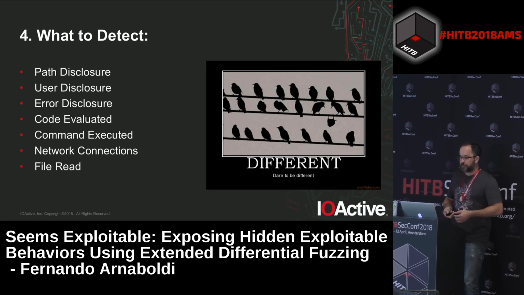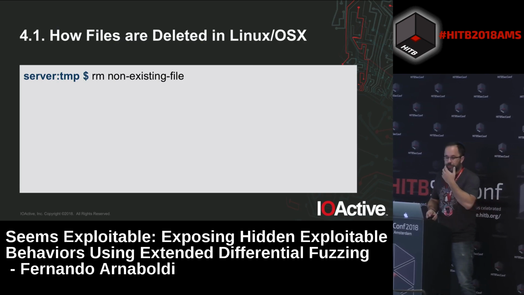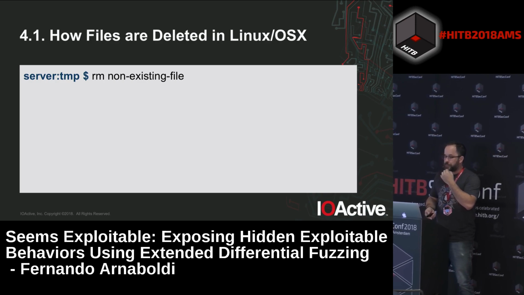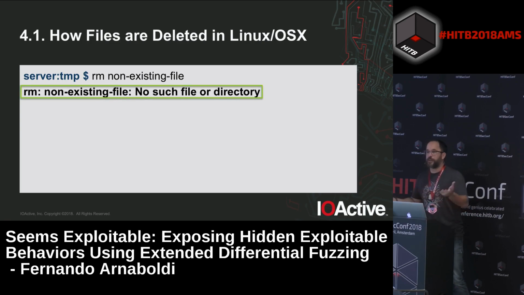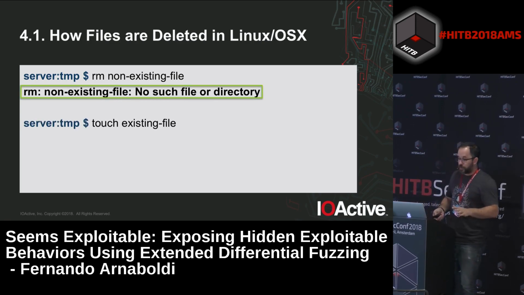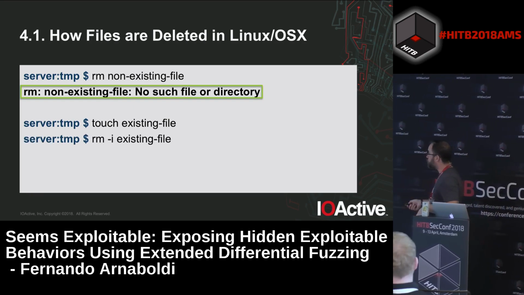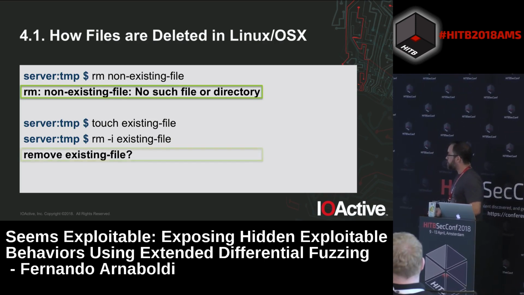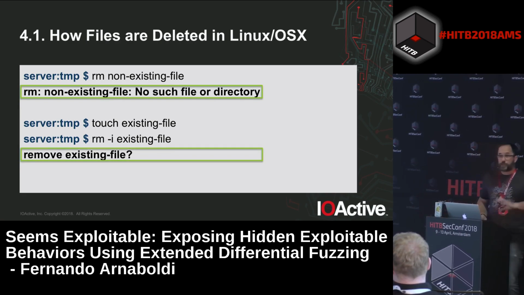So let's go with the basic thing and talk about how files are deleted in Linux, just to exemplify how this may work, because I had to do this since I wasn't sure that things work like this. When you're trying to remove a file that doesn't exist, you get that the file doesn't exist, period. When you create a file that you will try to remove, and the -i is to confirm if it is going to be removed or not, Linux asks, do you want to remove the existing file? Even though we're in the TMP directory, the directory is not being disclosed.